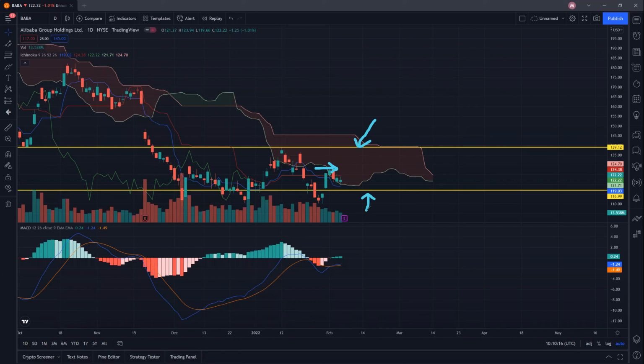We can go to 116.80 or 116.90 and then close above it. Intraday, that's perfectly fine. Hopefully the MACD can still remain bullish. And that's about it for the analysis on BABA.